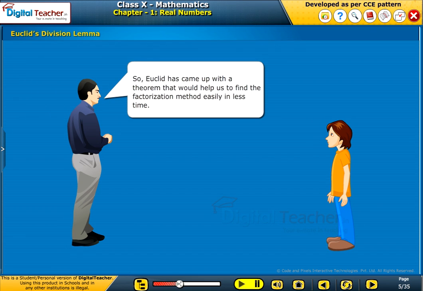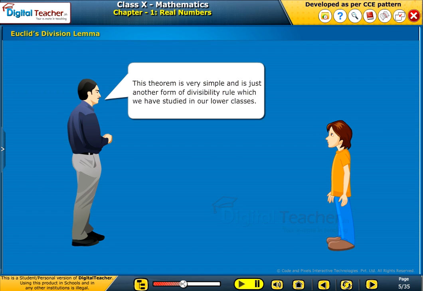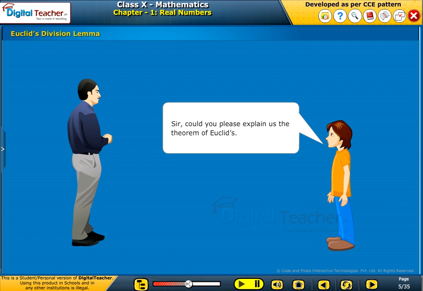So Euclid came up with a theorem that would help us to find the factorization easily in less time. This theorem is very simple and is just another form of the divisibility rule, which we have studied in our lower classes. Sir, could you please explain to us the theorem of Euclid?